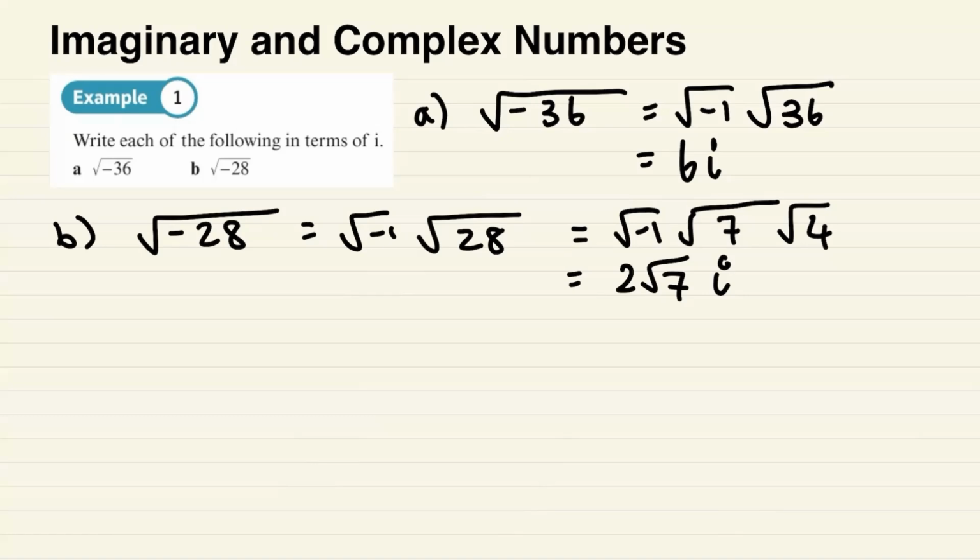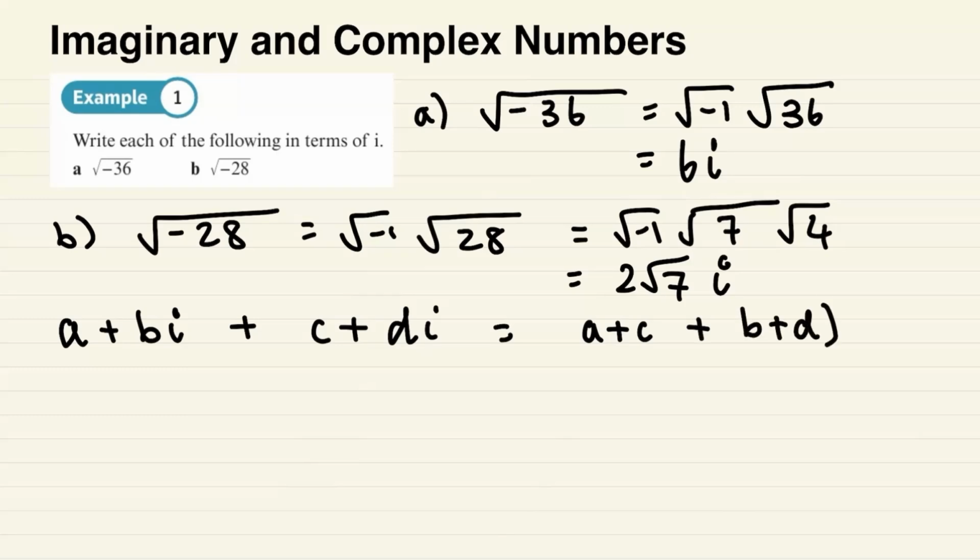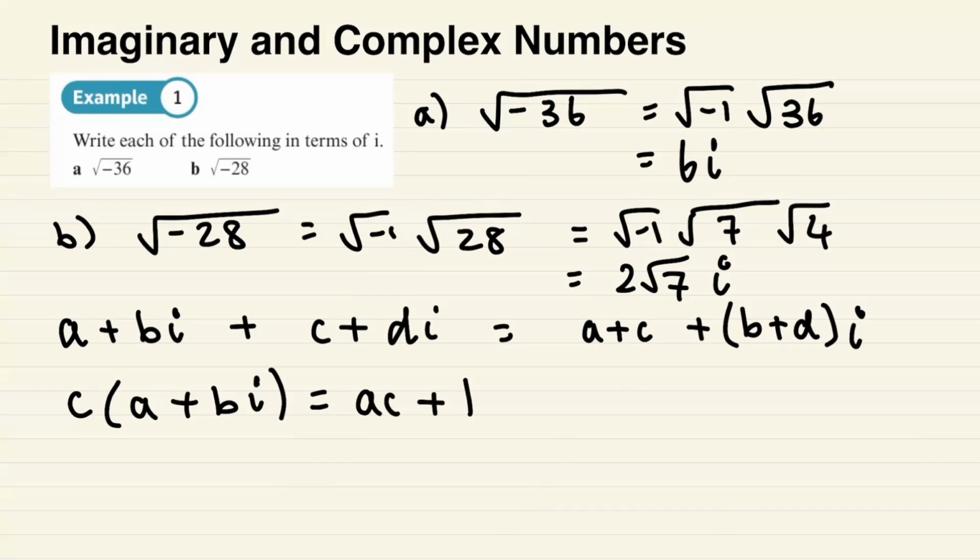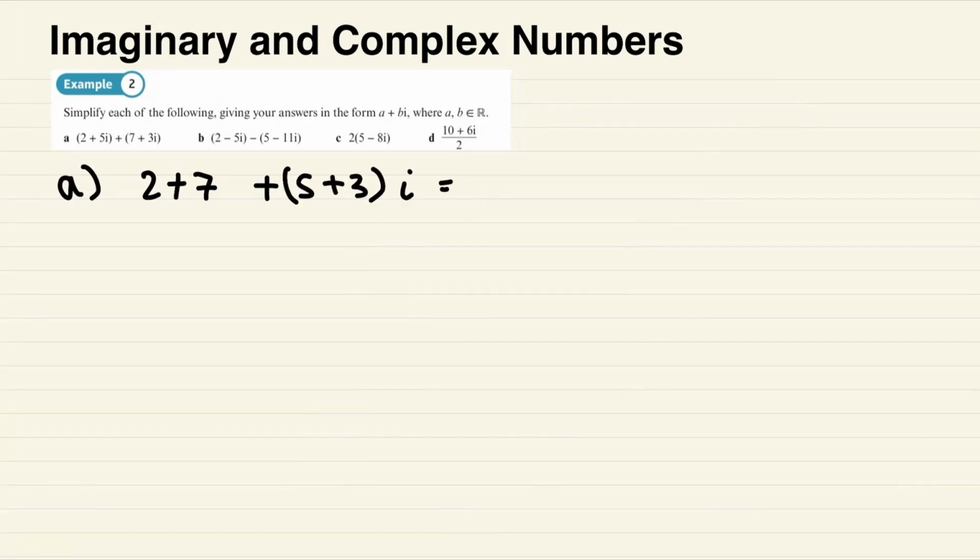When adding complex numbers, you add the real parts together and the imaginary parts together separately. We can also multiply complex numbers by a real number by doing that number times the real part and that number times the imaginary part. Let's have a look at some examples of that.